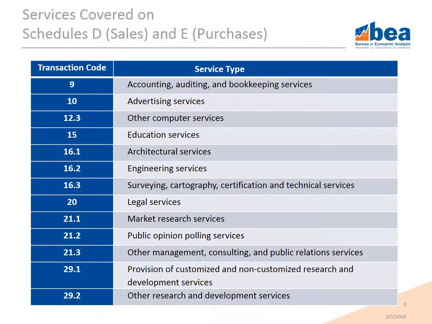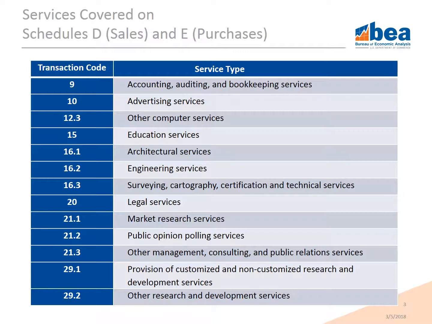For the first time, the BE-120 survey is requesting information on how some services are performed for or by foreign persons. This information is important for understanding how services are traded in order to provide a better understanding of industry trends and economic activity, which can help inform trade negotiations and trade policy.